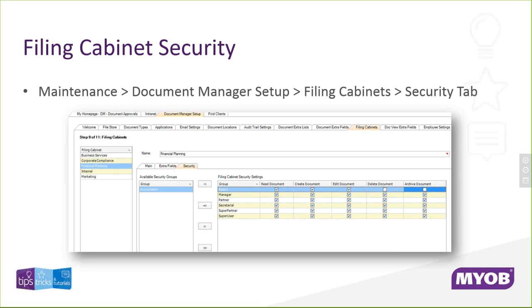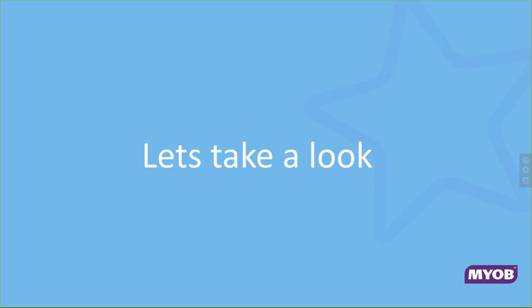Read and create options must be ticked for a user to profile new documents to a filing cabinet. And each security group can be assigned different levels for one of the filing cabinets. So if a user doesn't belong to one of those security groups that the document is filed against, they simply cannot see or access the documents through Document Manager. So let's take a look and see how this happens.